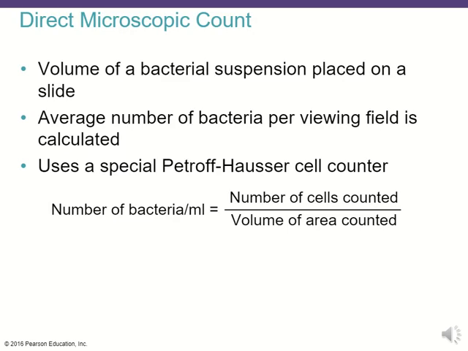There is the direct microscopic count. A volume of bacterial suspension is placed on a slide. The average number of bacteria per viewing field is calculated, and what is used is a special Petroff-Hausser cell counter, which essentially is the number of bacteria per milliliter is equal to the number of cells that were counted, divided by the volume of area counted.